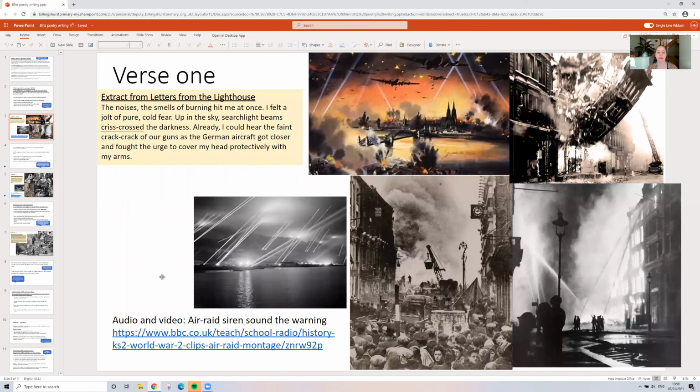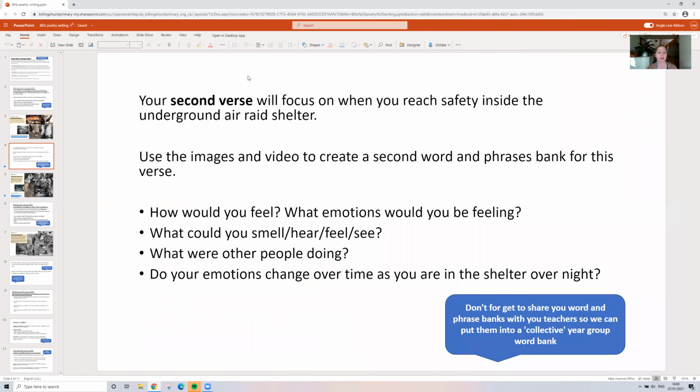And you'll see on the next slide, we have some images that we've put together for you. There's some audio and video footage as well, and also an extract from Letters from the Lighthouse, which is also the book that we're looking at this week in Book Talk. All of these things will come together to help you to start to build that word bank and vocabulary bank for your poem for this week. You'll then go on to think about the 2nd verse today and thinking about how you would feel when you reach that underground air raid shelter.